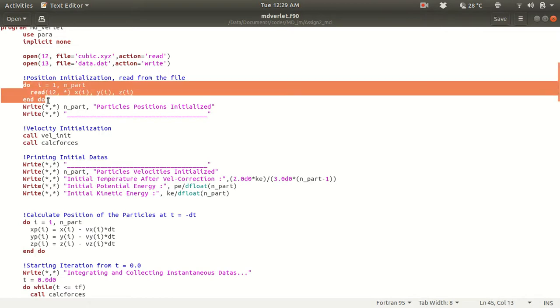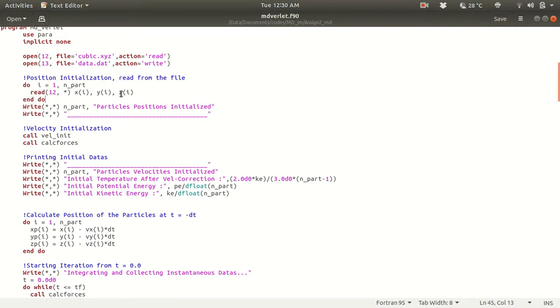And now I am reading the positions xi, yi and zi from this file, which I have generated already. I have shown you in my earlier lecture how to generate this cubic.xyz. If you haven't gone through that, please go through that lecture, and you will understand this part which I am using here.